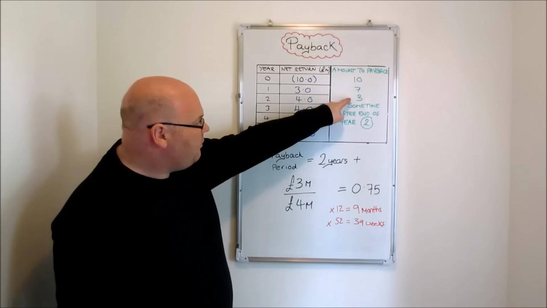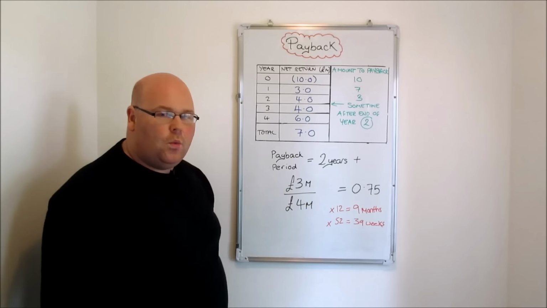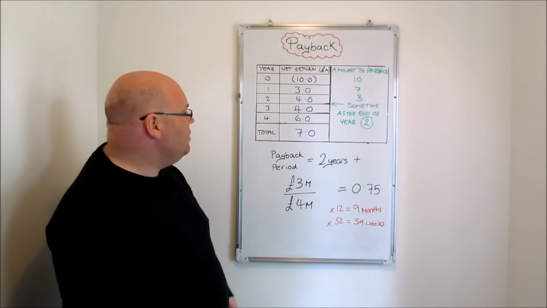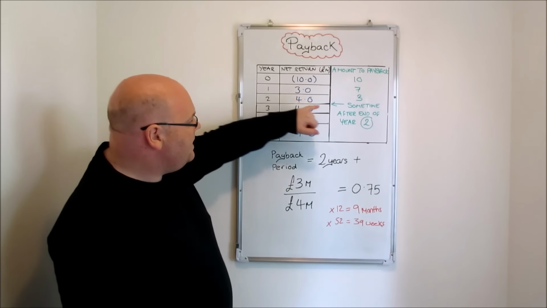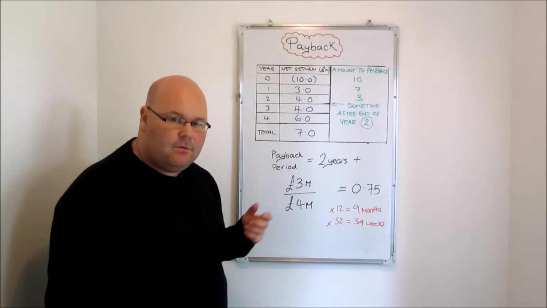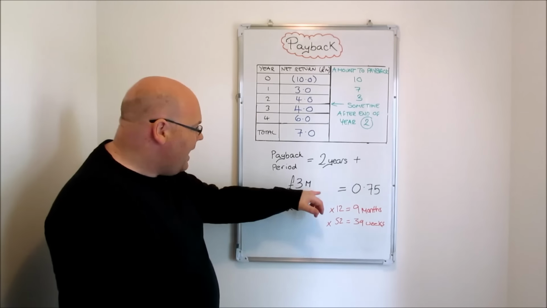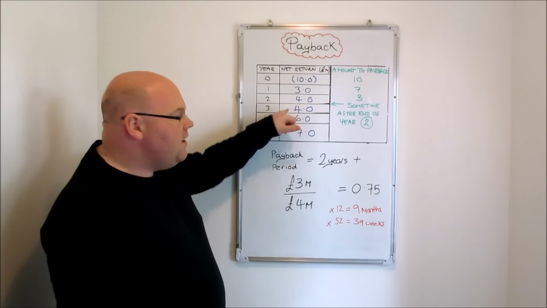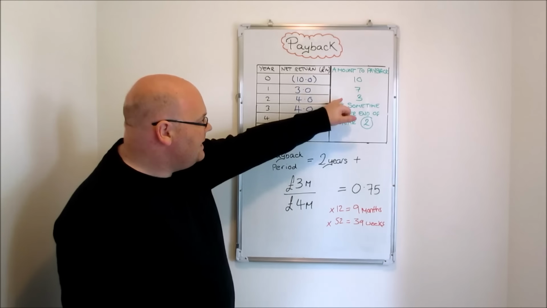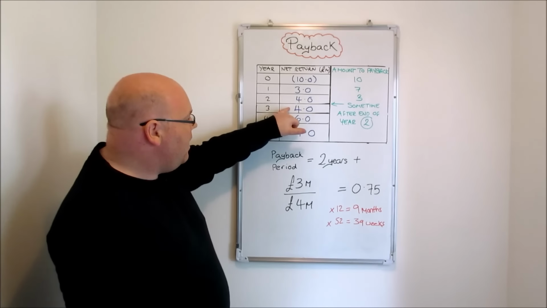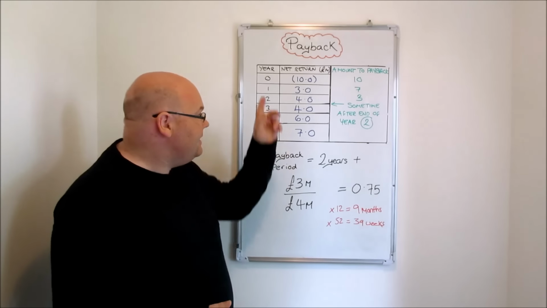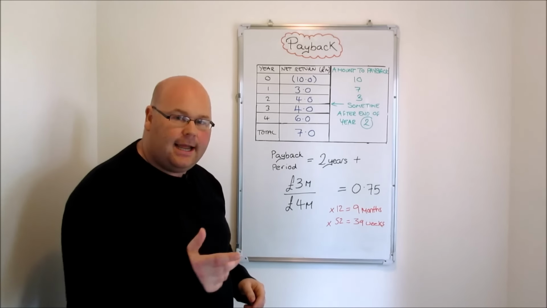We take the £3 million that we still haven't paid back yet at the end of year 2. So you can see that after the end of year 2, we've still got £3 million that we're looking to recoup. And we divide that by the net return of the next year. So we're going to take our 3 million and divide it by the 4 million that this project is going to have as a net return during the next year.